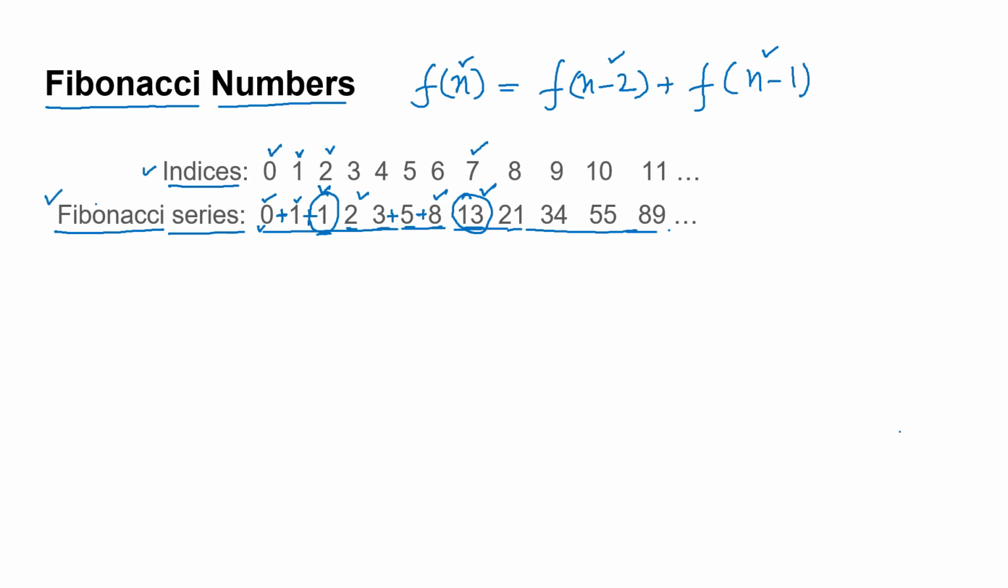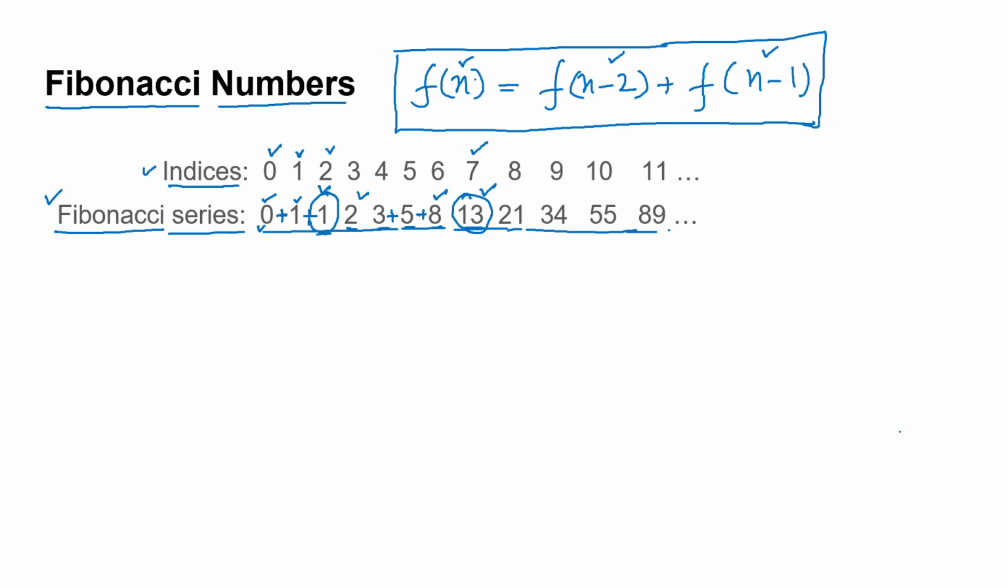Now let's see how the recursive formulation comes into it. If you pay attention, you can identify the recursive formulation. If you ask me the Fibonacci number at the nth position in the series, then f of n is equal to f of n minus 2 plus f of n minus 1. Here f stands for Fibonacci number.